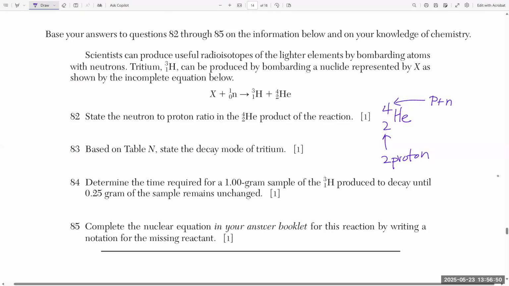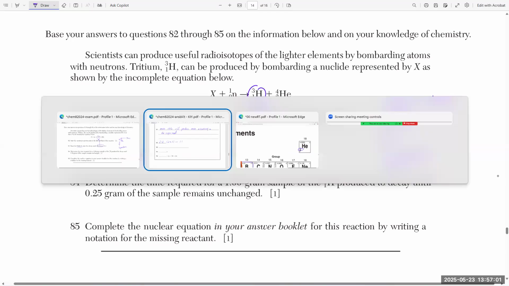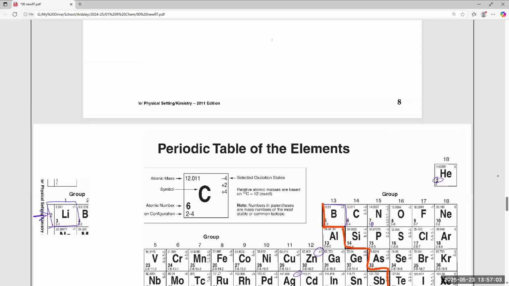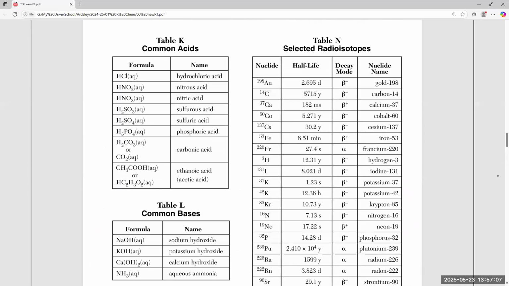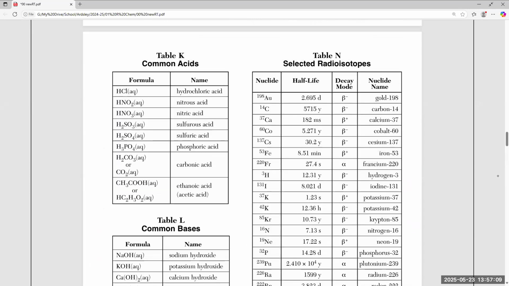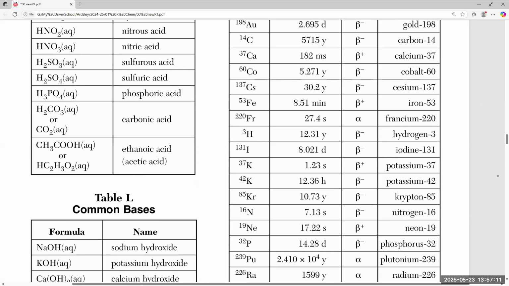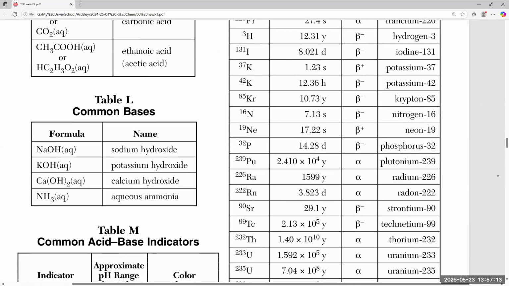Let's go. 83. Based on Table N, state the decay mode of tritium. What's tritium? You guys remember? It's right here. Tritium is this, right? So let's go to Table N and see if you really need to spend a week on this. Table N, selected isotopes, right? We're looking for tritium. Holler if you see it.